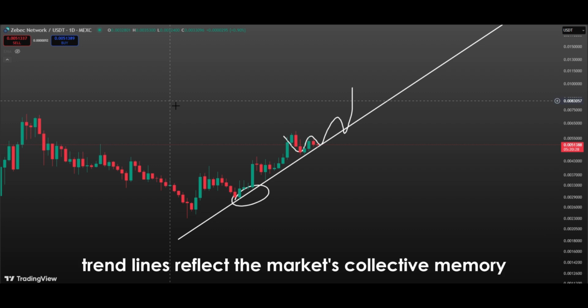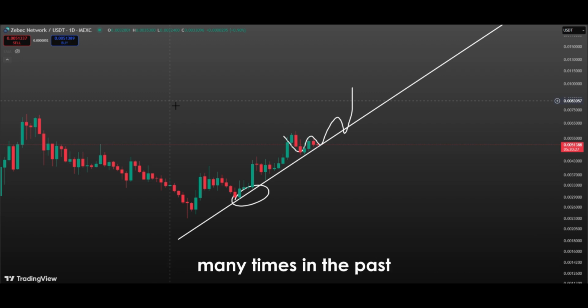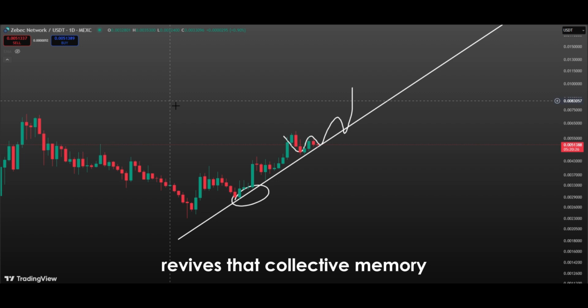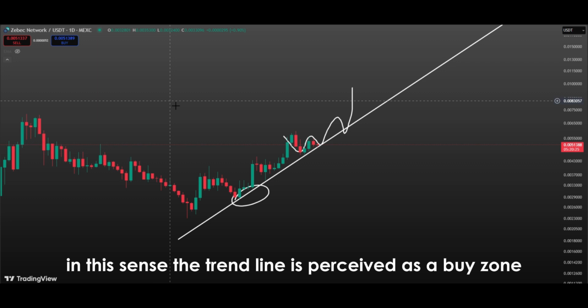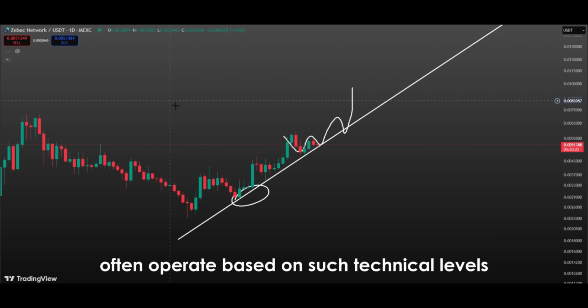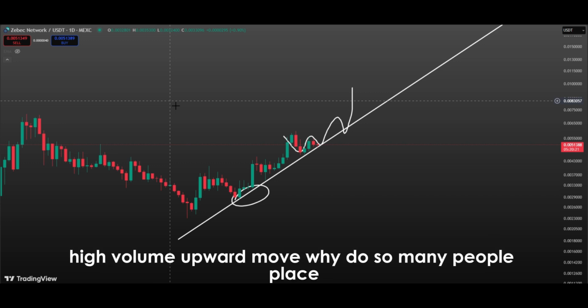Trend lines reflect the market's collective memory. Investors have interacted with these levels many times in the past and have developed their trading strategies based on the outcomes. The price currently touching this ascending trend line revives that collective memory. It also means similar trades may be triggered. In this sense, the trend line is perceived as a buy zone, and buy orders may be activated based on that perception. Especially algorithmic trading systems and auto-buy bots often operate based on such technical levels, so a bounce from here could result in a sharp, high-volume upward move.